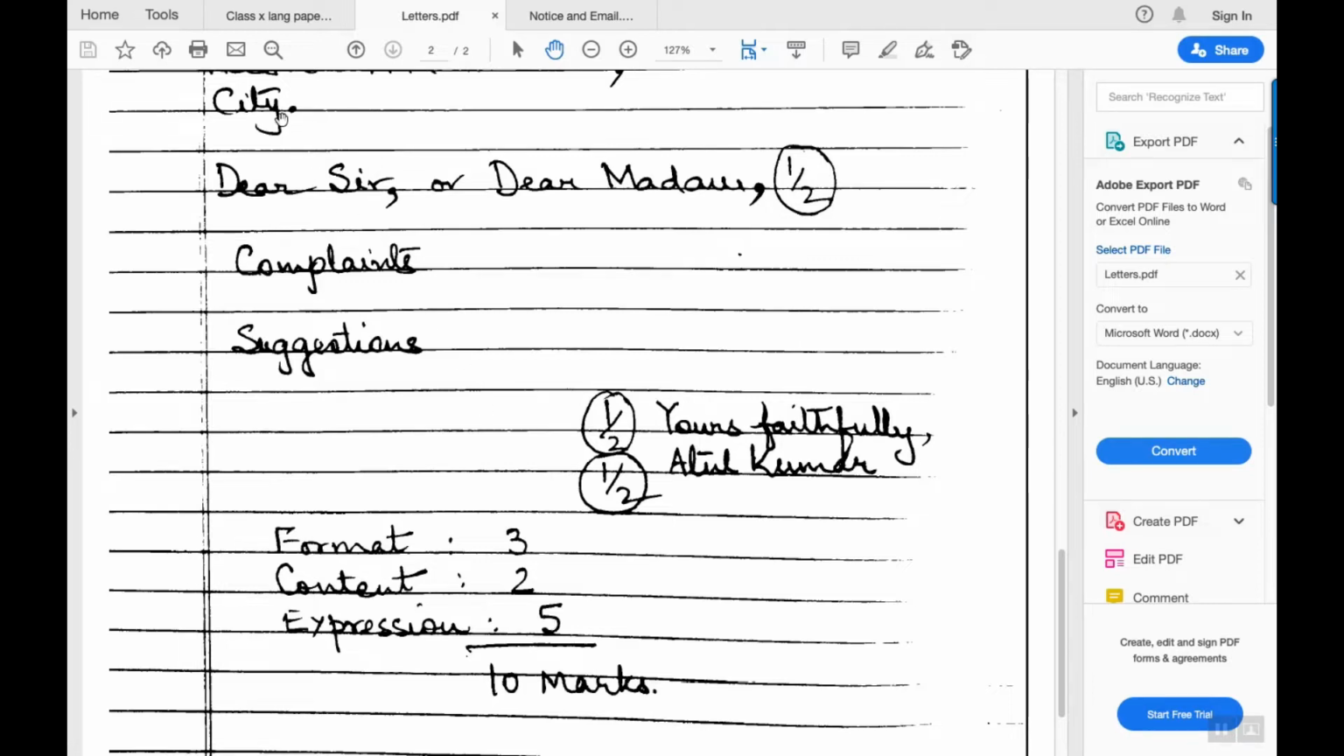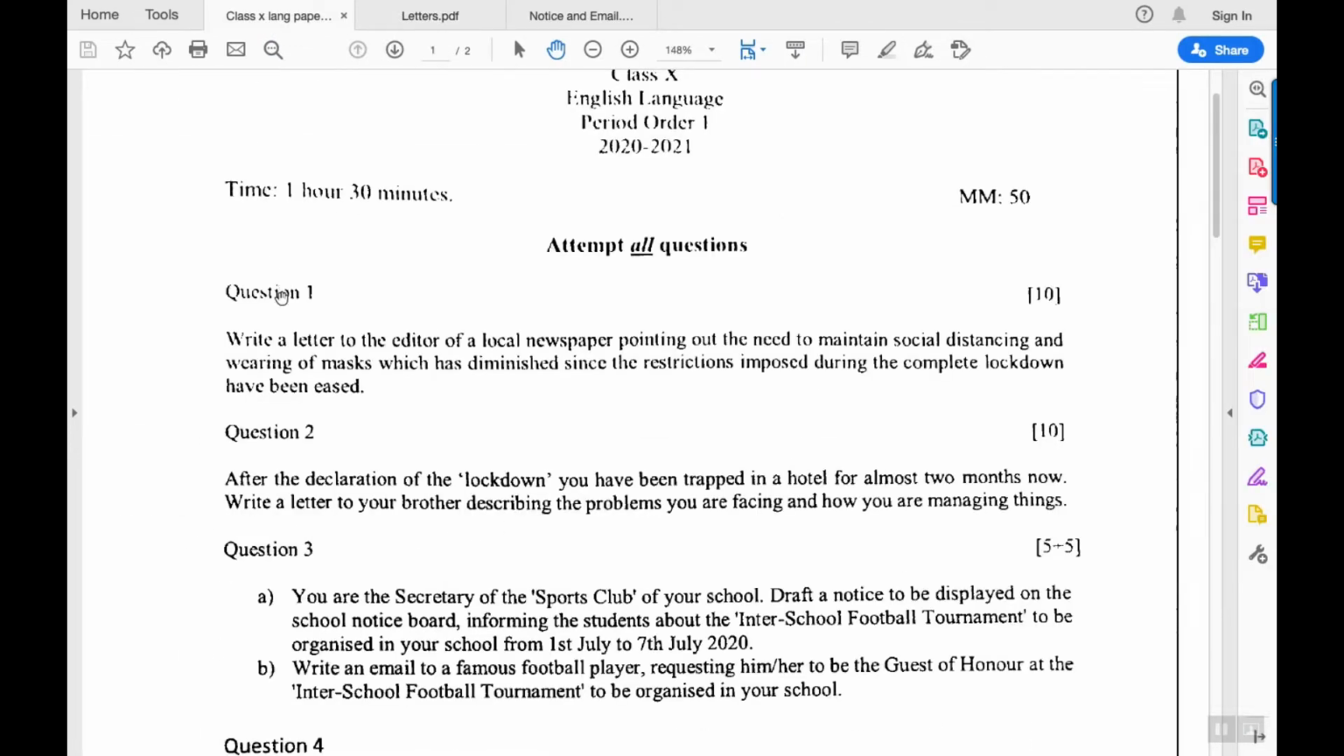Now coming to the next question. This is after the declaration of lockdown, you have been trapped in a hotel for almost 2 months now. Write a letter to your brother describing the problem you are facing and how you are managing things.